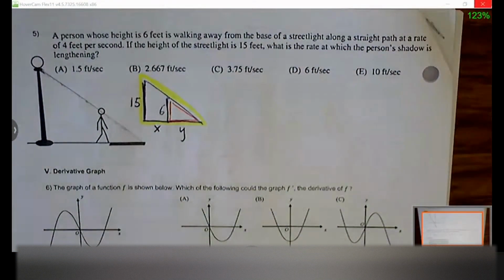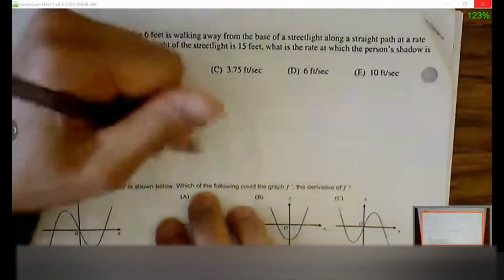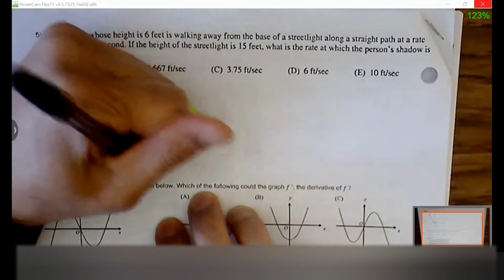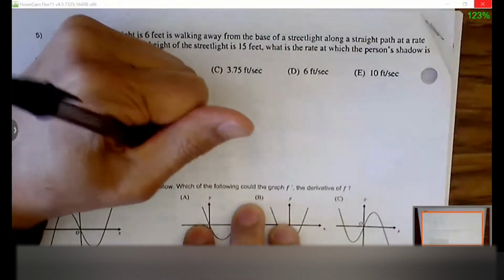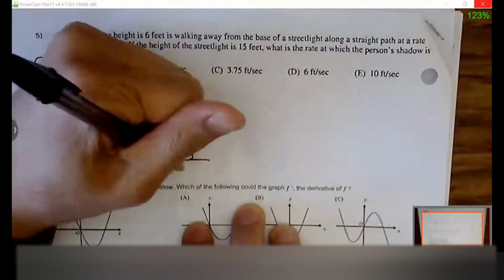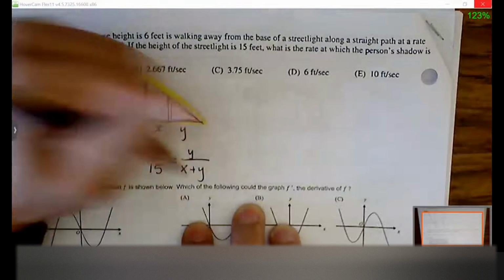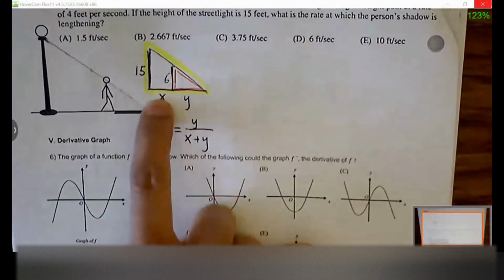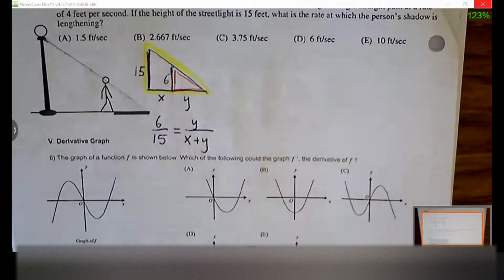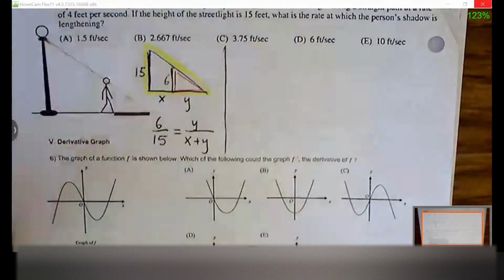We'll say the height of the small triangle is to the height of the large triangle as the base of the small triangle, which is y, is to the base of the large triangle, x plus y. Make sure you don't say x over x plus y, that you say y over x plus y, because x doesn't represent the full base of any triangle, right? It's the y that's the full base of the triangle. Okay, so that's our equation.